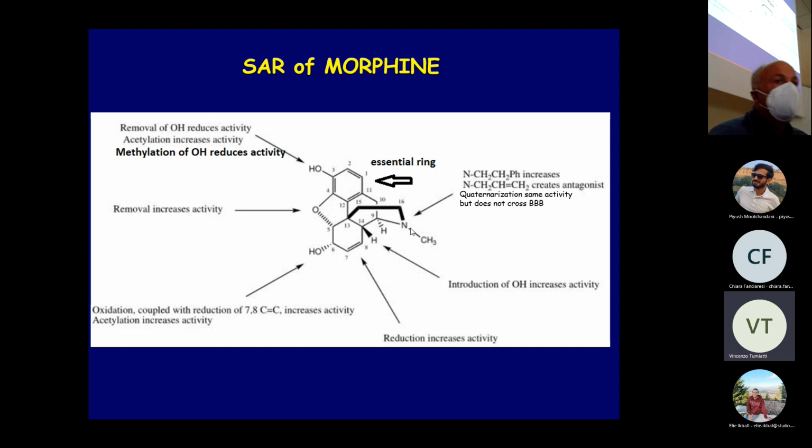And finally, we have to discuss the different substituents on the nitrogen, on the basic nitrogen atom. For an agonistic activity, the optimal is the methyl group. We can add another methyl group on the nitrogen atom, and so we have a quaternarization.